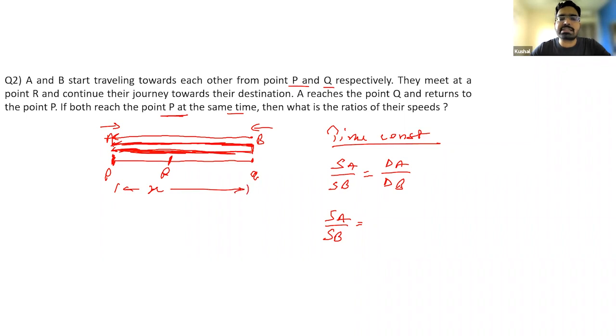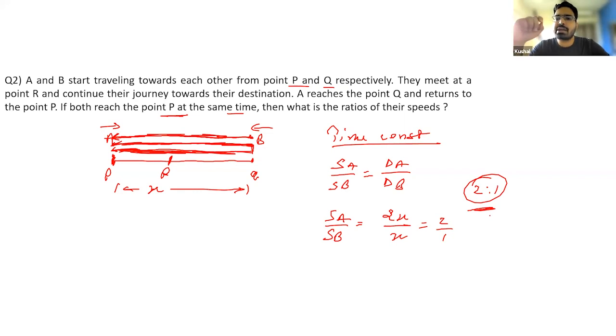So what is the distance traveled by A? The distance traveled by A is 2x. What is the distance traveled by B? B is reaching from the point over here to the point over here. So it's the distance x. So can I then simply say that 2:1 will be the ratio of their speeds, right? Again, a very simple question where if you keep time constant, you will be able to get down to the answer.